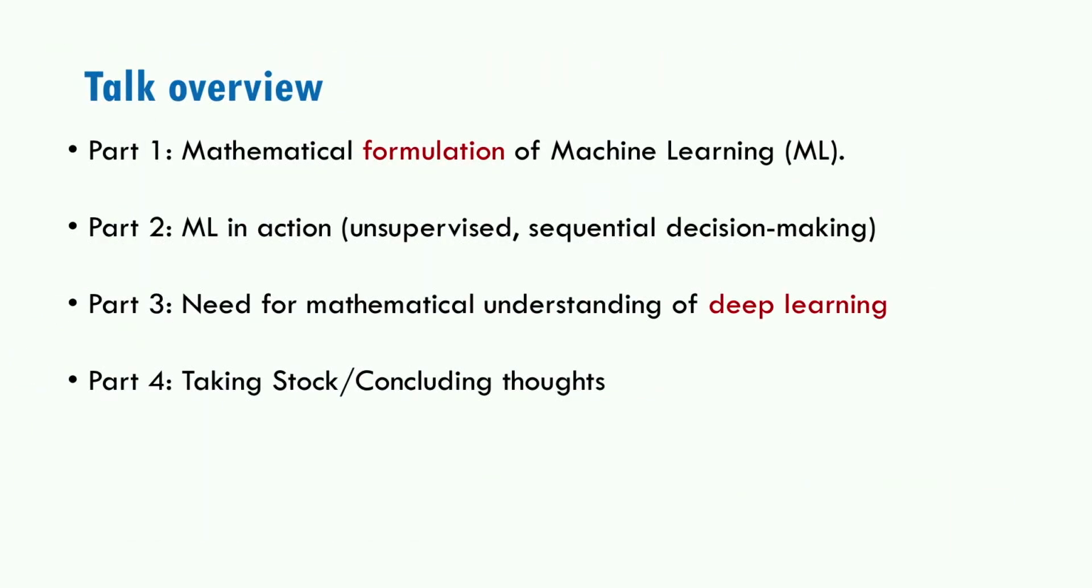And so this talk is meant to be an introduction for a mathematical audience to this science. And it has the following parts. The first two are the main ones. I'll give you a mathematical formulation of machine learning as it exists today. And the second part is some examples of machine learning in action, including unsupervised learning and sequential decision-making, game playing, et cetera. And part three is a brief one, which is the need for mathematical understanding of deep learning. This is really a trailer for my talk tomorrow on deep learning. And then part four is just conclusions.